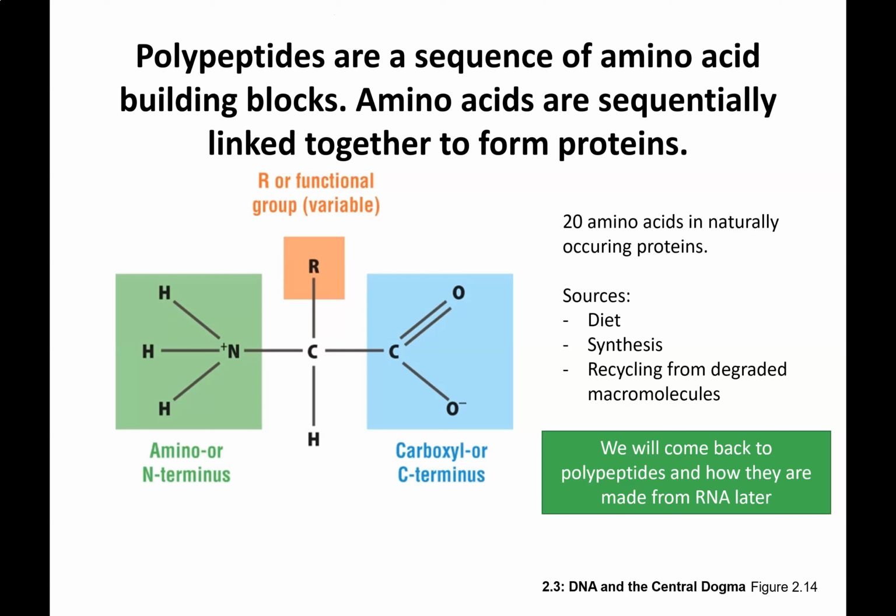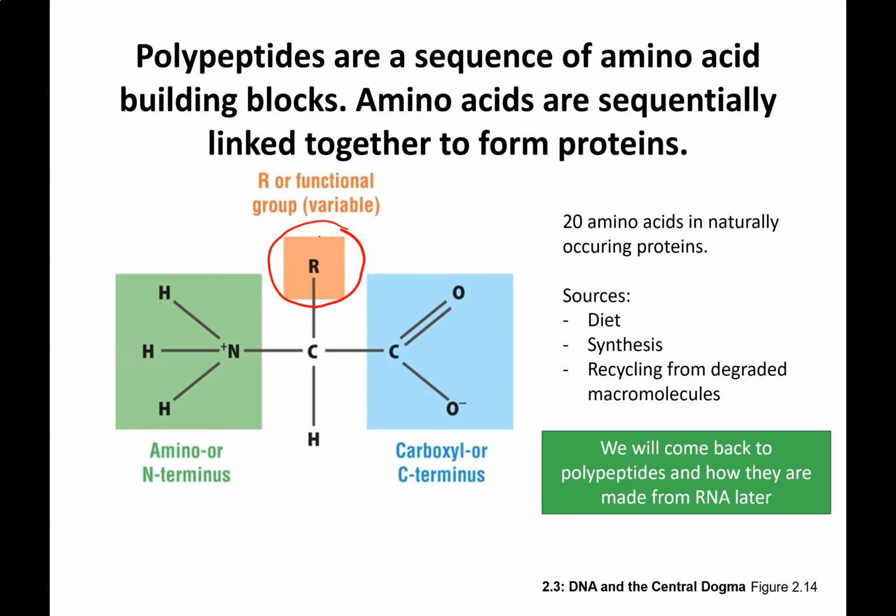So let's talk about the structure of an amino acid. Amino acids have 4 main parts. They have a central carbon. They have an amino group, which we also call the N-terminus. That means the N end. And then we have a carboxyl, or this carbon-oxygen-oxygen group, also called the C-terminus, or the C end. All amino acids have those 3 basic parts. They differ in their R groups.